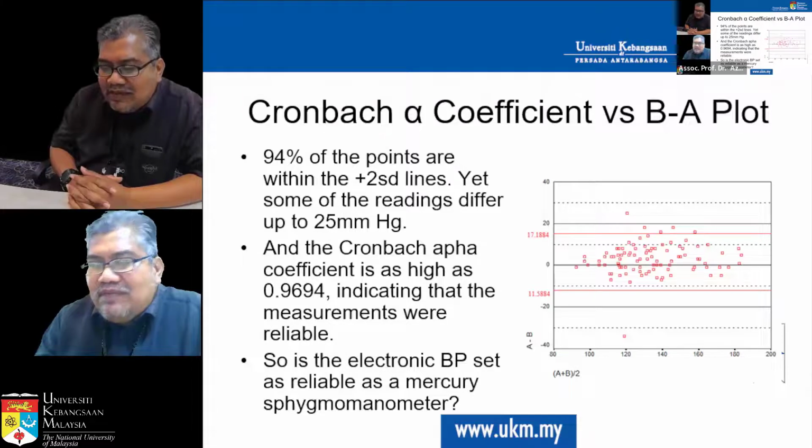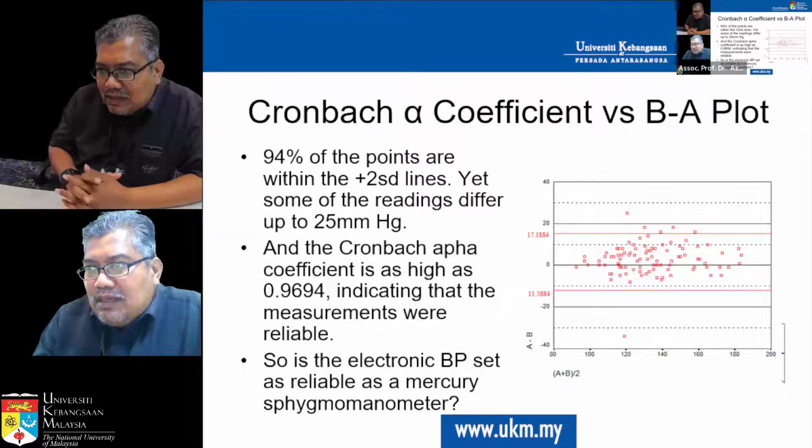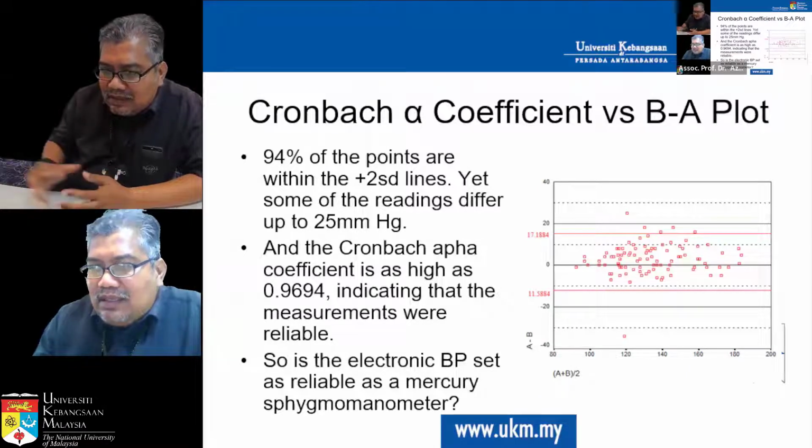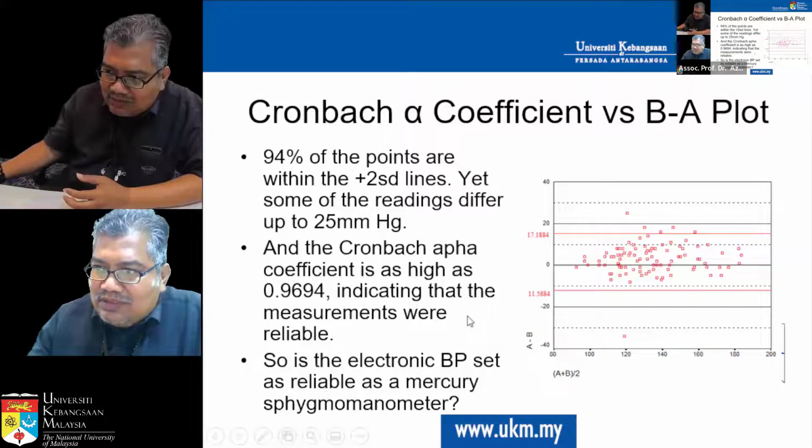Because Cronbach's alpha looks high, 94. And yet the BA plot indicates, sorry, now I'm talking nonsense already.